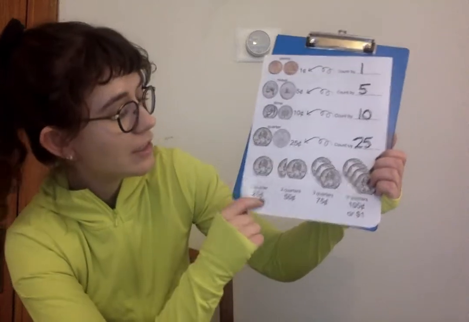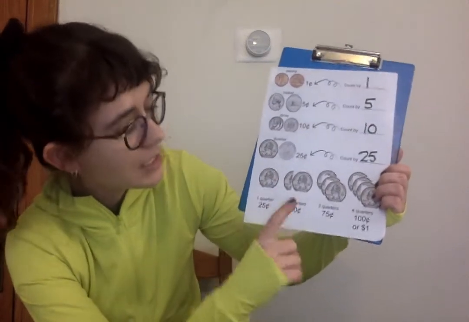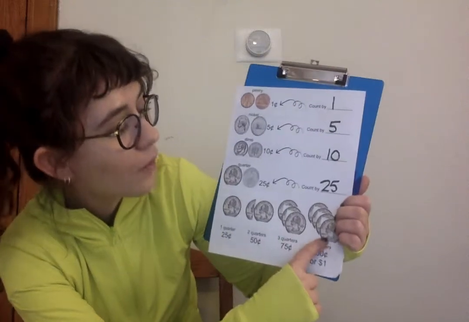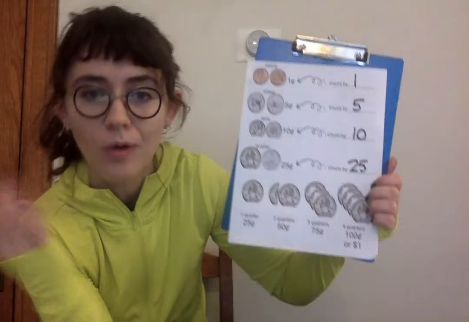1 quarter is 25 cents. 2 quarters is 50 cents. 3 quarters is 75 cents. 4 quarters is 100 cents, or $1. All right, let's get started on our first problem for today.